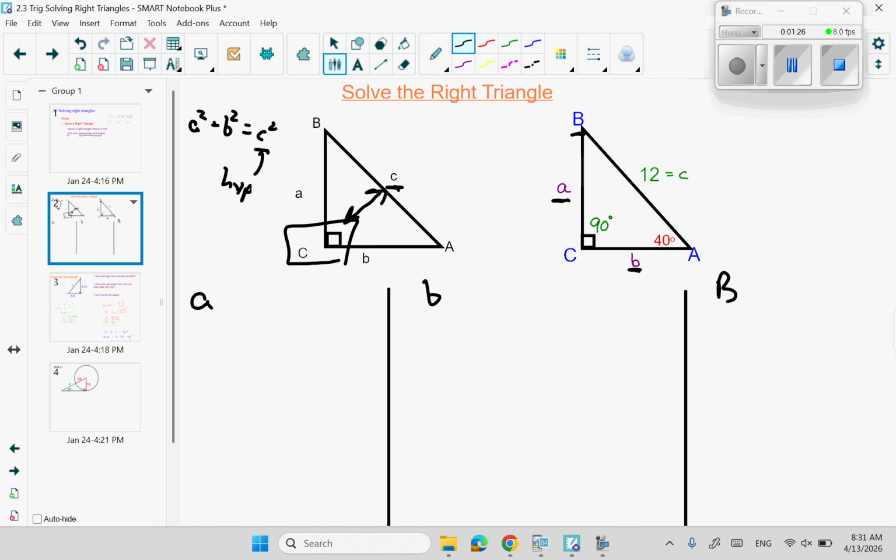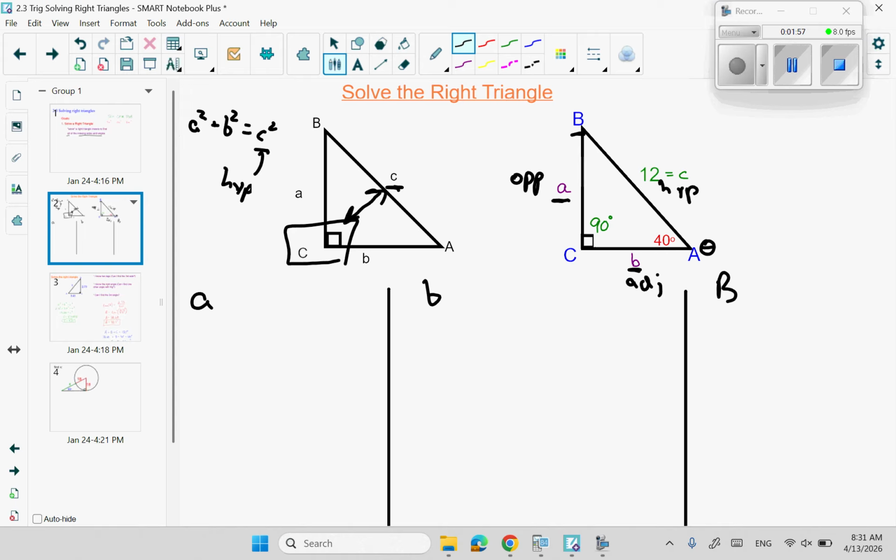So we should always start on the information we know. I know big A is 40 degrees. So if I draw theta from that perspective, I can label my side lengths. So 12 would be my hypotenuse. a is going to be my opposite. And little b is going to be my adjacent. So if I'm looking for a, I need to use my hypotenuse. I'm trying to find my opposite, so I want to use the trig ratio that uses opposite and hypotenuse.